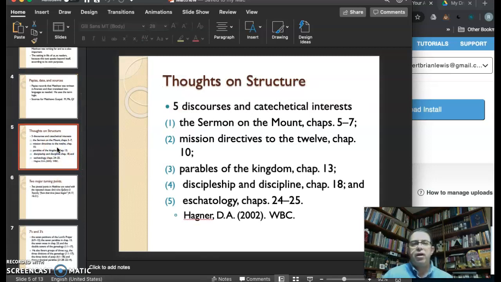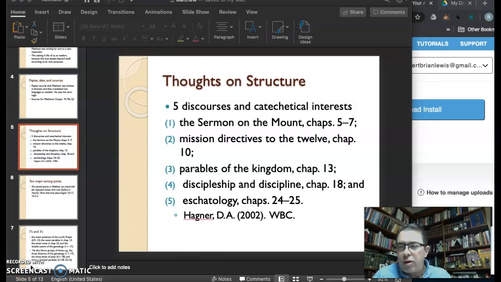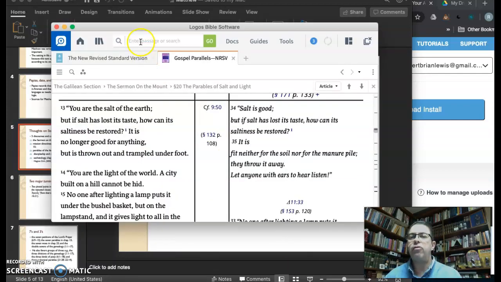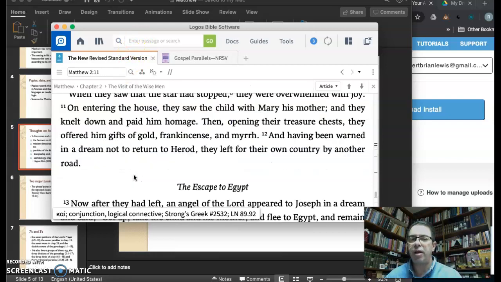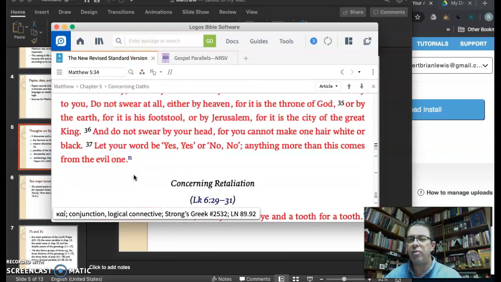Okay, so some thoughts on the structure of Matthew's gospel. If you read chapters 1 through 28, you're going to get a sense of the structure of Matthew. He has five discourses, and each of these discourses is unique and has a certain kind of accent to it. The first discourse is the Sermon on the Mount. We looked at it just a little, so let's take a look at the Sermon on the Mount in a more detailed way.